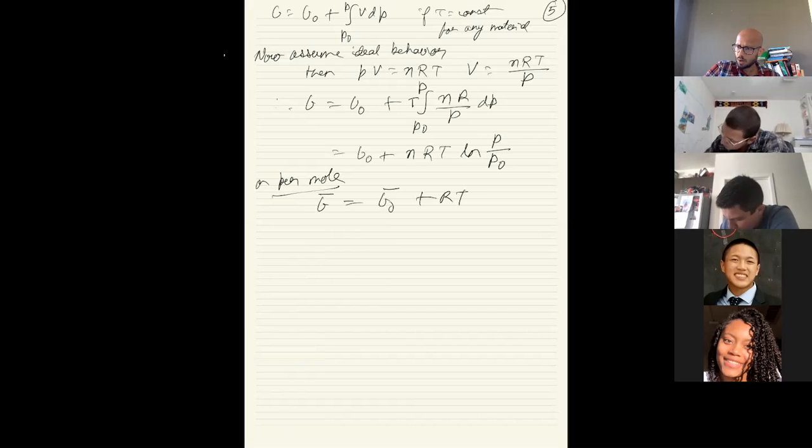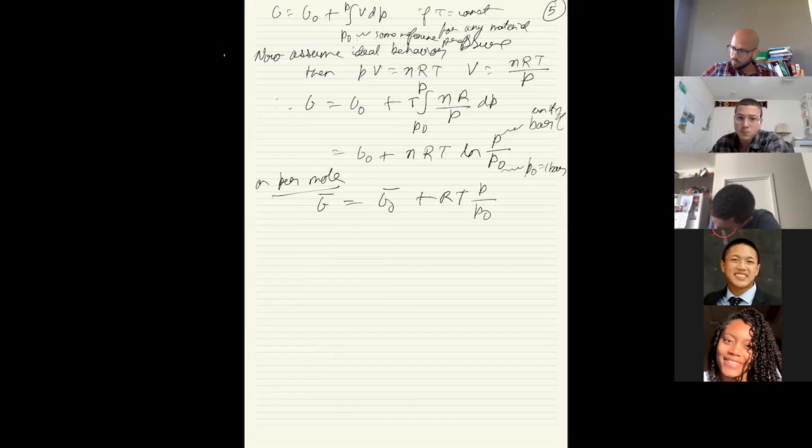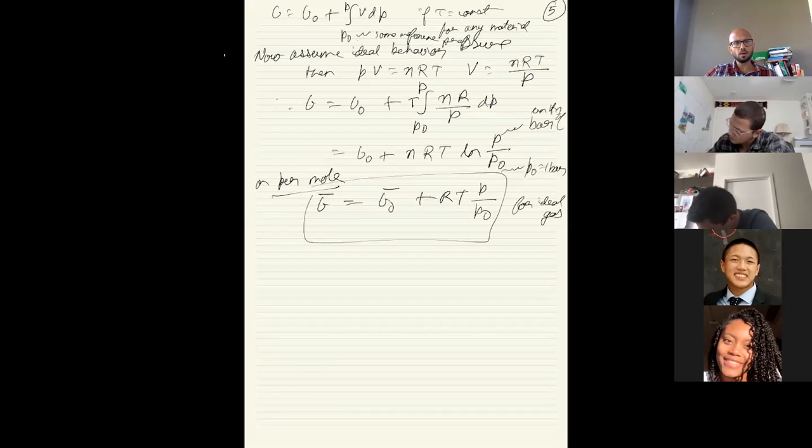How do I define P naught? Some reference pressure, P naught. Typically, I would like to define it so that it is 1 bar. So if you're measuring P in units of bar, then it's convenient to define P naught as 1 bar. The reason being that it just goes out, and you are left with ln P. So it's some reference pressure. This equation is true for an ideal gas.